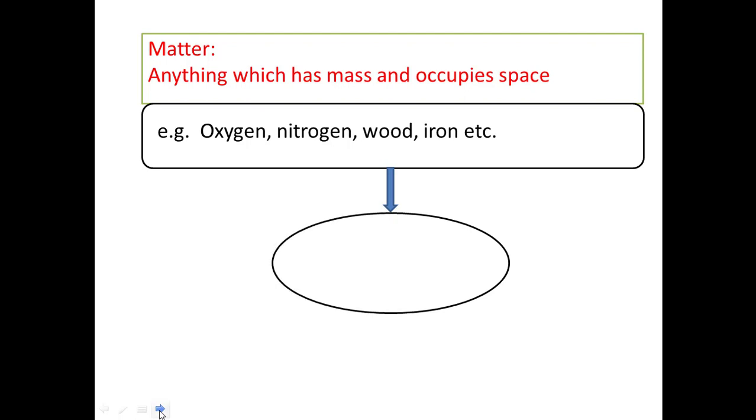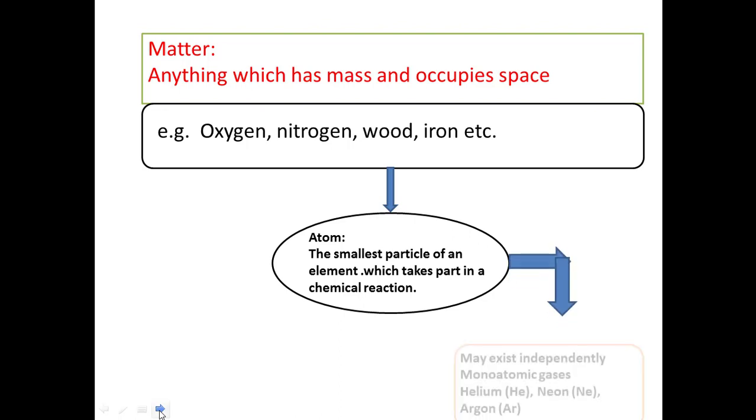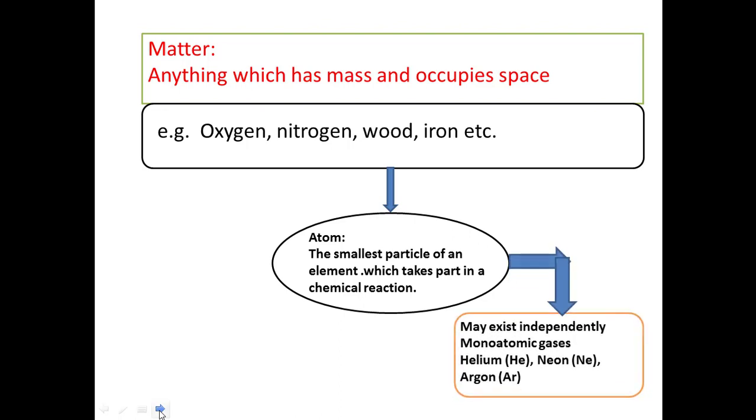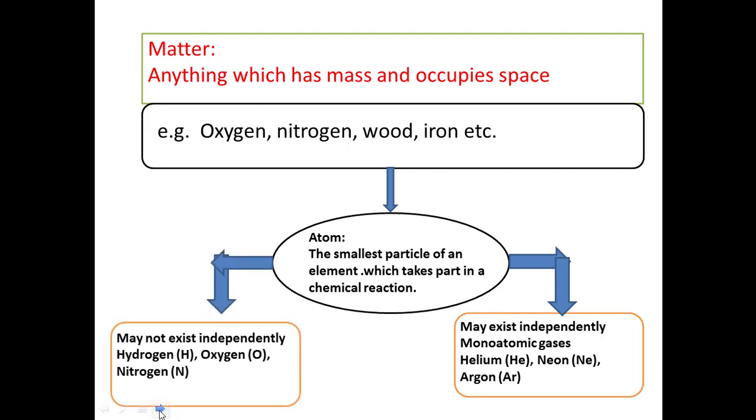According to Dalton's atomic theory, matter is made up of smallest particles which are known as atoms. What is an atom? The smallest particle of an element which may take part in a chemical reaction. An atom can exist independently. For example, in case of monatomic noble gases, helium, neon, argon, atoms exist independently. On the other hand, there are some examples in which atoms may not exist independently. For example, hydrogen, nitrogen, oxygen, etc.